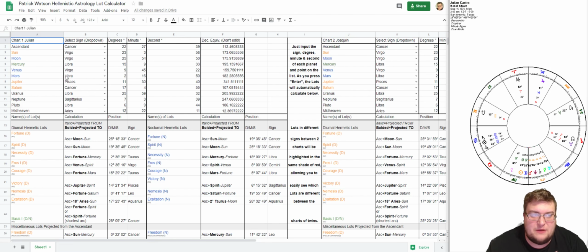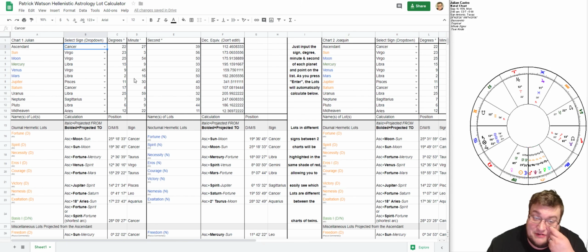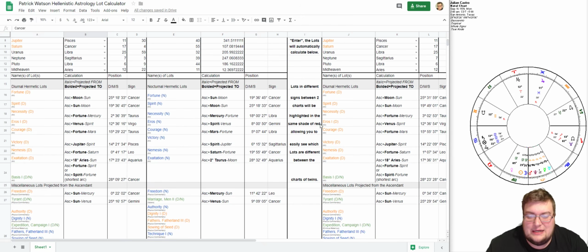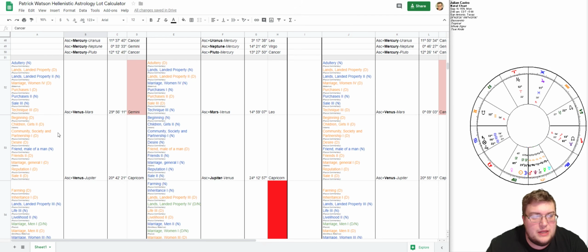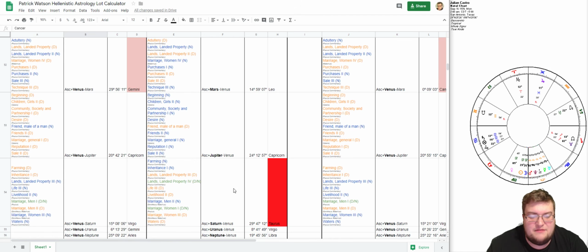So I've taken the liberty of putting in their information before I started filming, because otherwise it would have taken a while to go through each one and put it in. But you just drop down, you punch in the degrees, minute, and second for each of these positions: ascendant, sun, moon, Mercury, Venus, Mars, etc. And the lots that it's highlighted between them are the Mars-Venus lot and the Saturn-Venus lot.